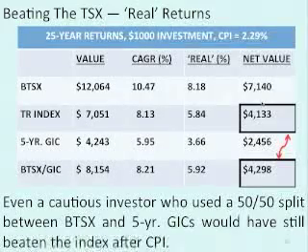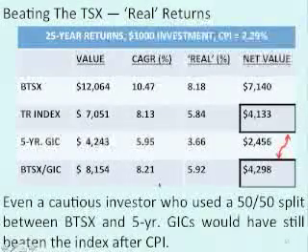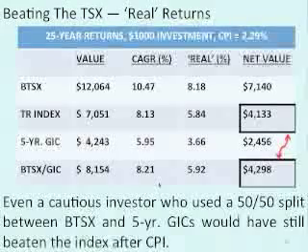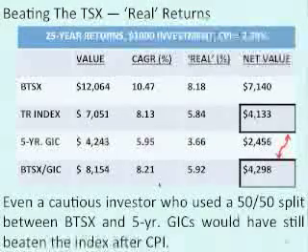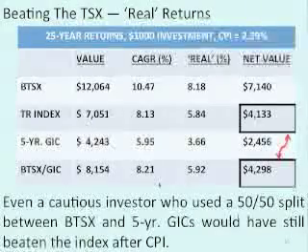Now, let's look at real returns. I think that's important. So these are 25-year returns for a $1,000 investment. We're assuming that we're not... well, it's not an assumption. CPI for that period of time was 2.29%.